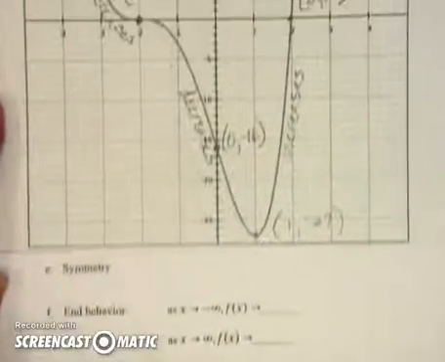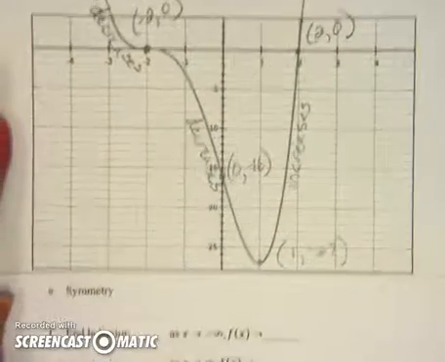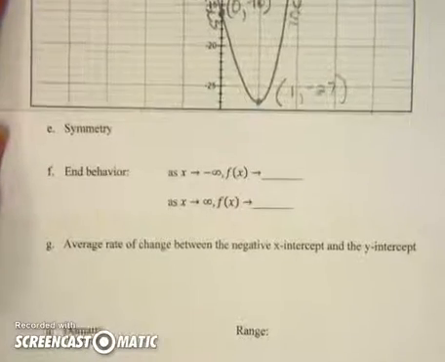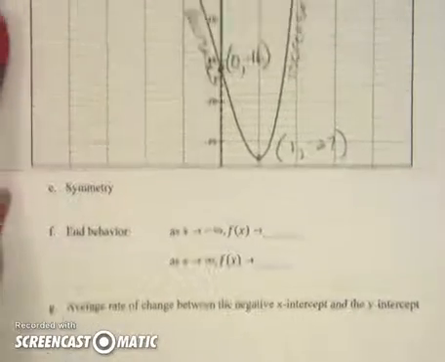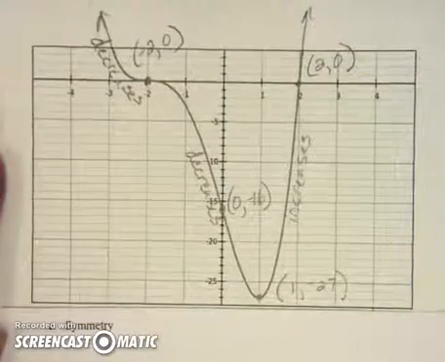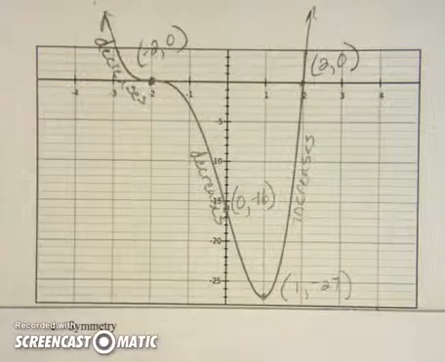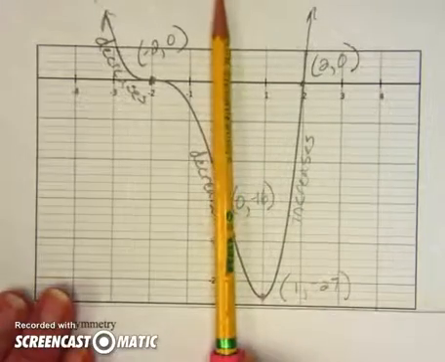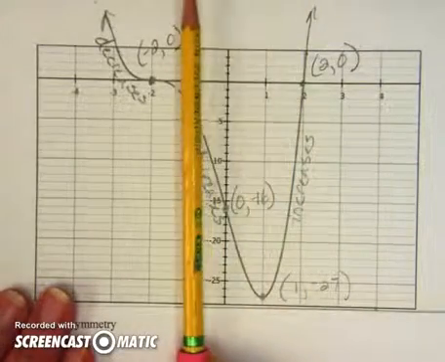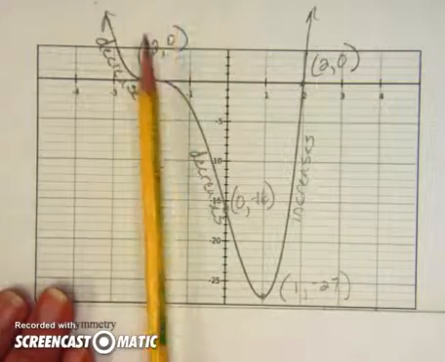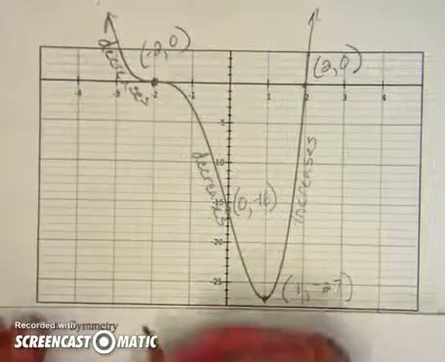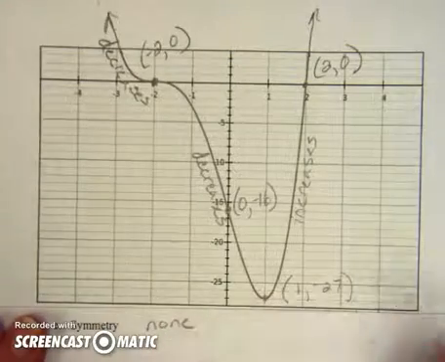So we are looking at this same graph, but I'm going to talk about symmetry, end behavior, average rate of change, and domain and range. Sometimes polynomial graphs are symmetrical about a line, for example, about the y-axis or about another line like x equals -1 or x equals -2. But this particular graph has no symmetry.